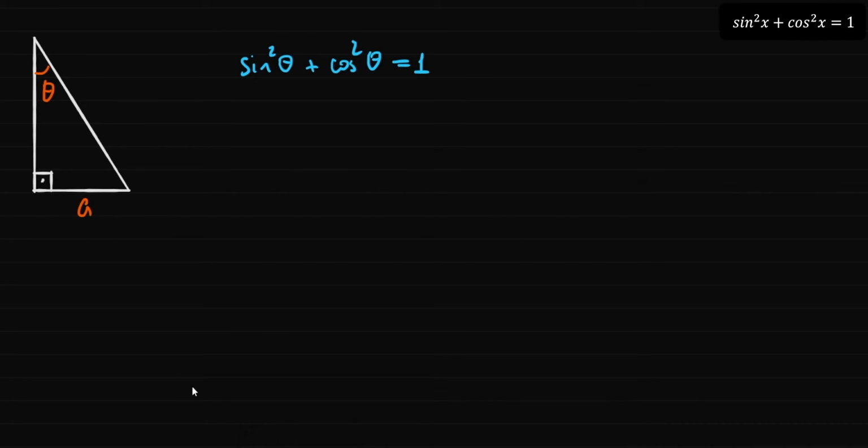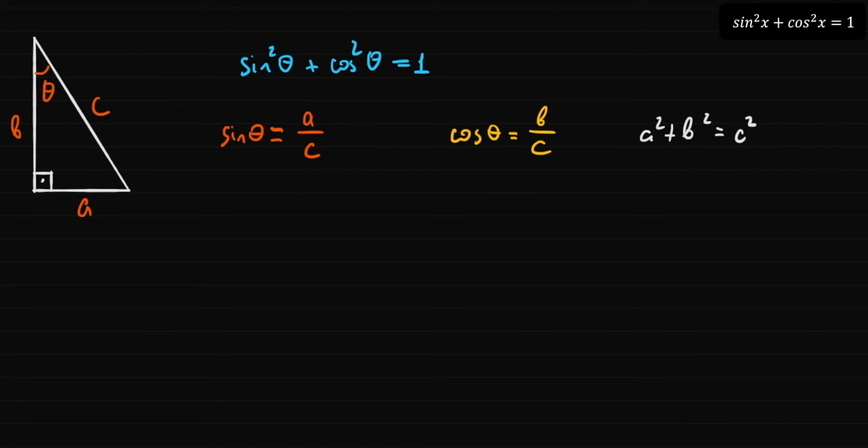And let's say this side is A, this is B, and this side is C. We know that sine is opposite over hypotenuse, and thus we can say that sine theta equals A over C. And just like that, we know that cosine is adjacent over hypotenuse, so we can write cosine theta equals B over C. And we also know that for any right triangle, a squared plus b squared equals c squared, where c is the hypotenuse.